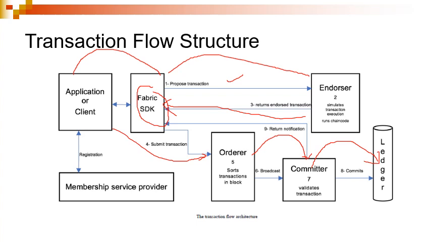They will put the transactions in a block, and this orderer node will assemble a block. It will create a block and put the transactions in the block. After putting the transactions in the block, the orderer node will broadcast the block to all the committers, and committers will validate the block and commit the block to the ledger. So this is how the transactions are processed in Hyperledger Fabric.